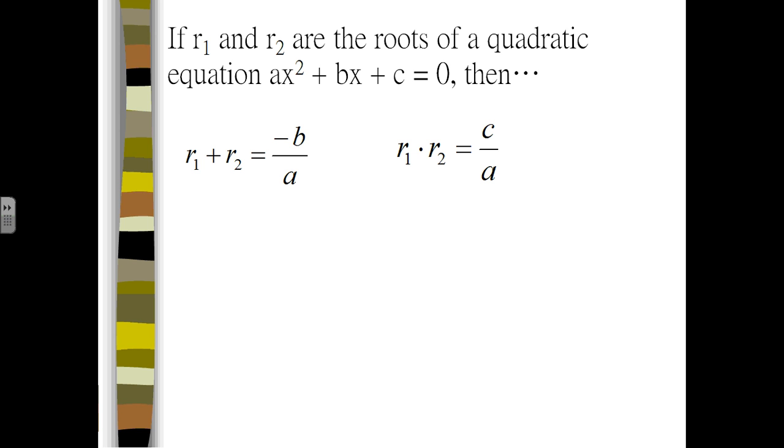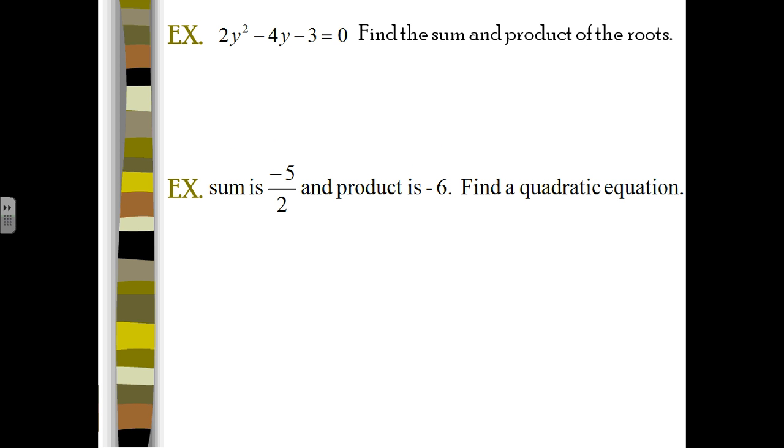Okay, so these two formulas are going to be very helpful, because a lot of times we don't necessarily want to figure out what the actual roots are, but we do want to know what the sum of those roots is, or we want to know what the product of the roots is. So you'll see how simple this is. Find the sum and product of the roots for the first example. So we're just plugging in negative b over a to figure out the sum. So 4 over 2, which is 2. And then c over a to get your product, which is negative 3 over 2. And you're done. Simple, easy.